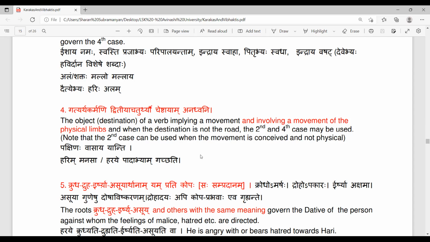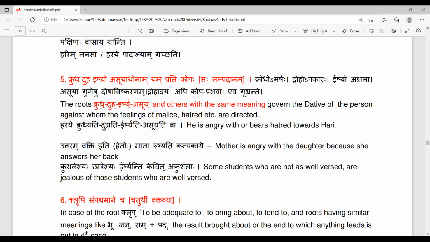Then the next one, also an important one, where some of the dhatus are Krud, Druh, Irshya, Asuya, etc. Asuyartanam yam prati kopaha sa sampradanam. That is, these dhatus. Krud is krodha, krudyati; Druh is droha.